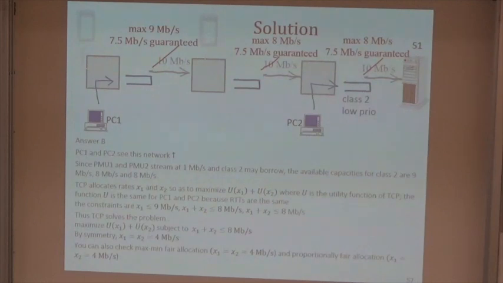Now if you take 2 TCP flows on one bottleneck, then they will receive throughput inversely proportional to their round trip time. Now in this academic example, the round trip times are exactly the same, so they will get the same, which is 4 megabit per second.